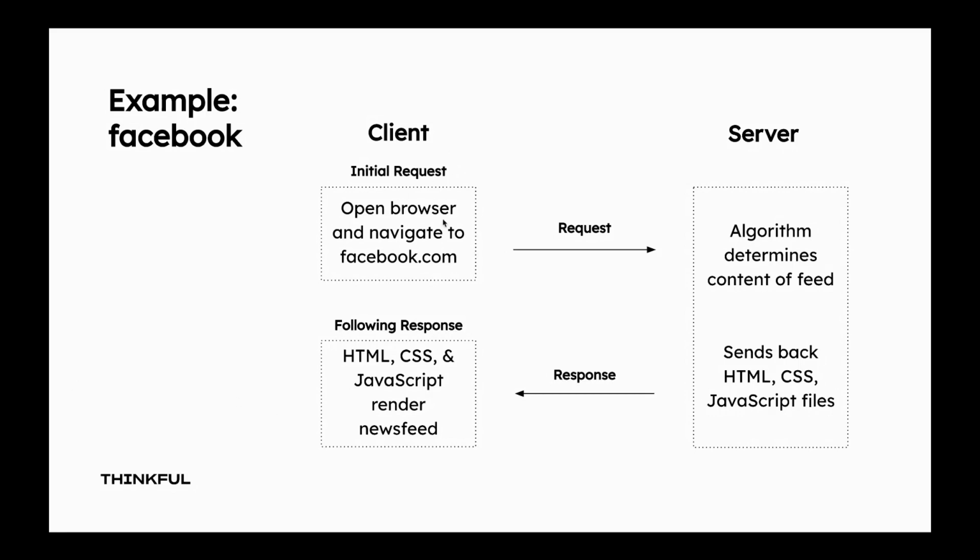So we open our browser and we navigate to facebook.com. That's going to be a request. Our client is making a request to the server saying, hey, I'm requesting data from this URL, facebook.com. So I need you to give me back something. The client makes this request, the server gets that, determines what it needs to load, and then it's going to send back whatever it is.